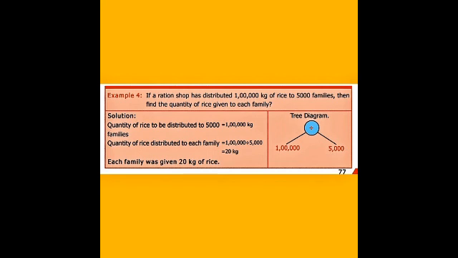How to draw the tree diagram? In the node we have division. The other 2 branches we have are 1 lakh and 5,000. That is the tree diagram. Okay, ma'am. Move on to the next.